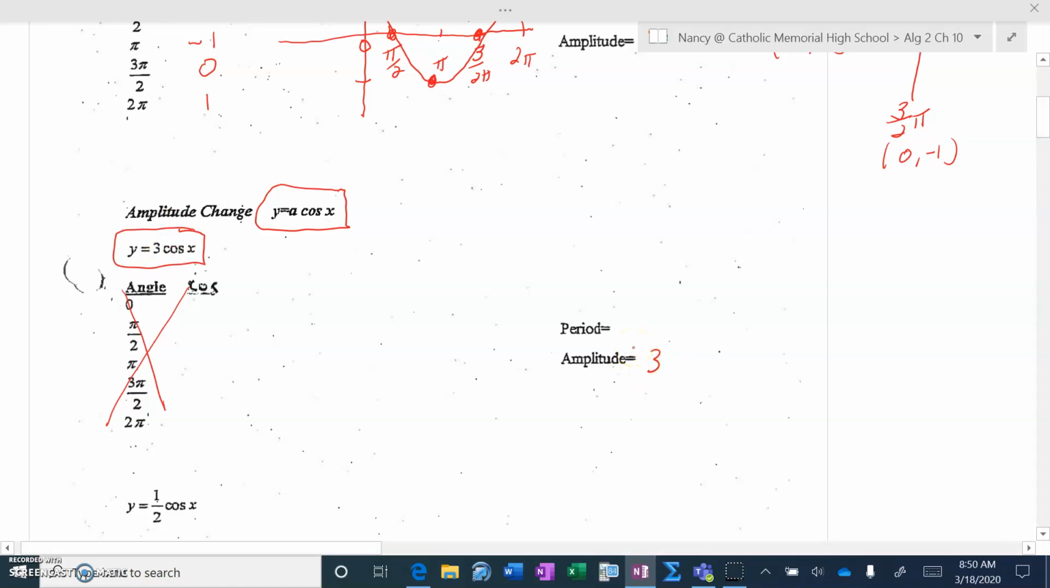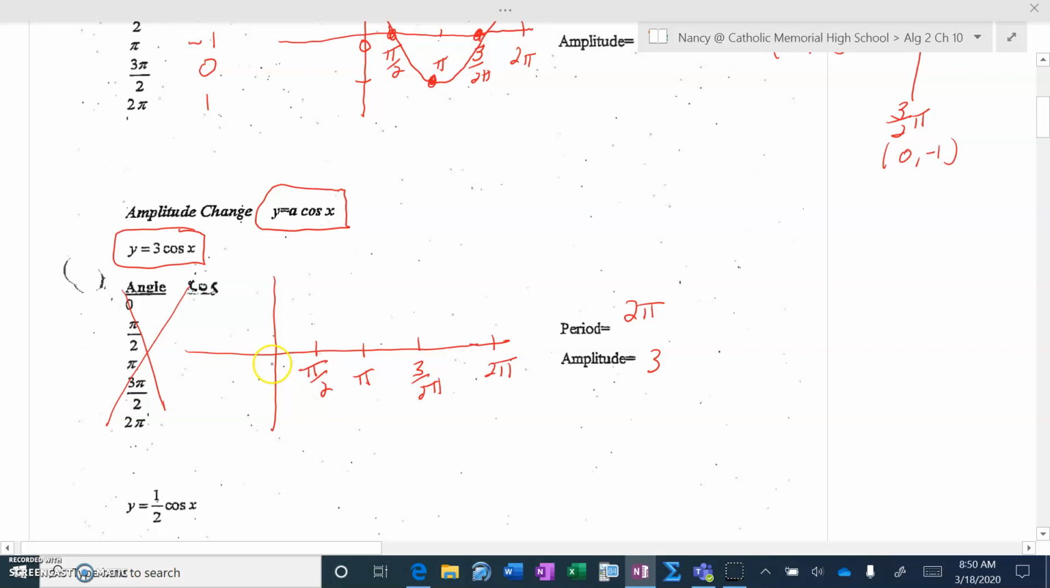For the period, if you did the sine homework, the period is a number multiplied by the angle, or multiplied by the x. That's your b number. I don't have that. That's a 1x. So my period will just stay 2 pi. So my critical numbers do not change because there's no period change: 0, pi over 2, pi, 3/2 pi, and 2 pi.